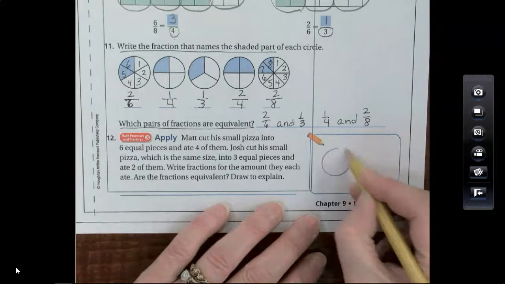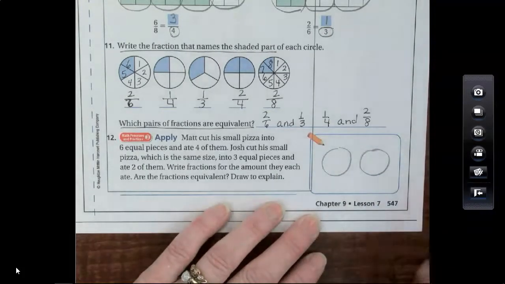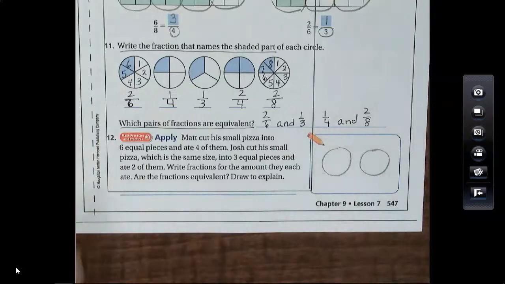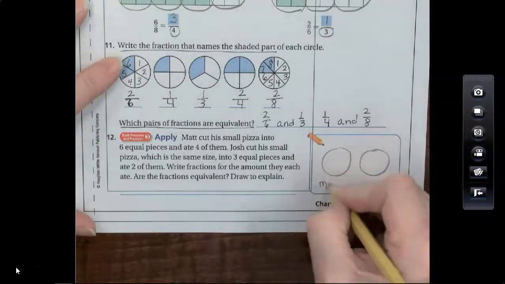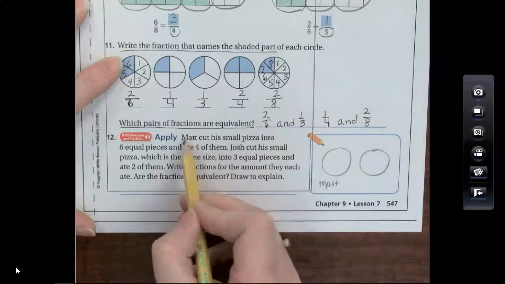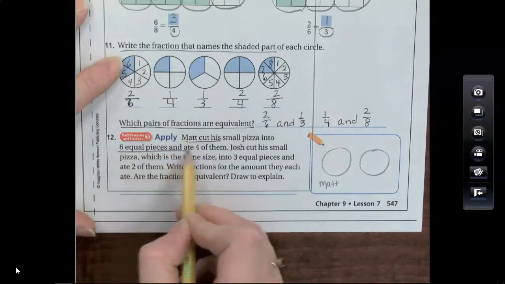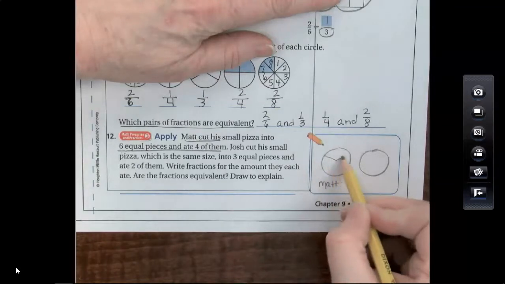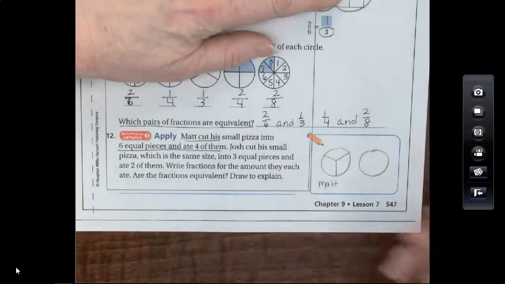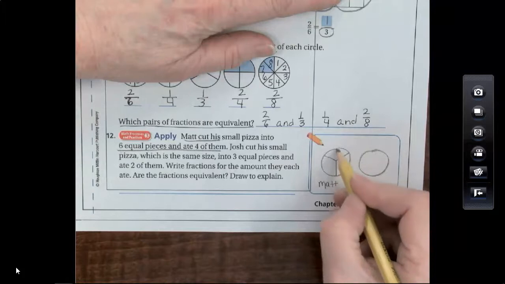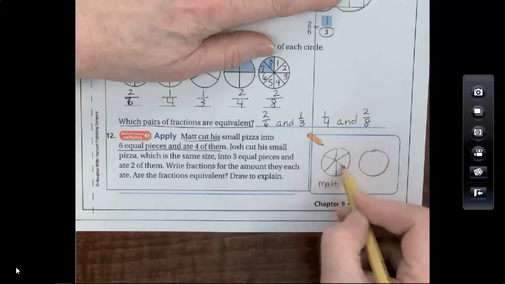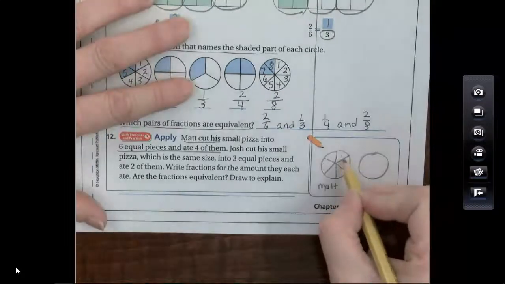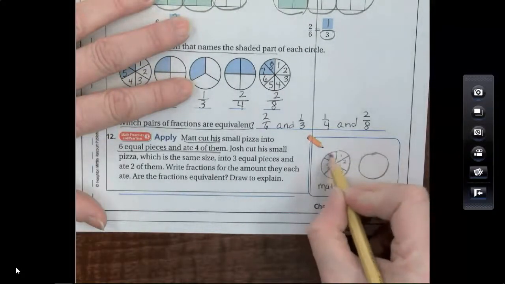Let me do my circle. Here's my pizza, and I do love pizza, so I like talking about pizza. And try to get your circles as close as you can to the same amount. So this one would be Matt. Matt cut his into 6 equal pieces, and he ate 4. So we need 6 equal pieces. I'm going to try to stretch out a Y here maybe, and then another line there, and there, and there. So I should have 6 equal pieces.